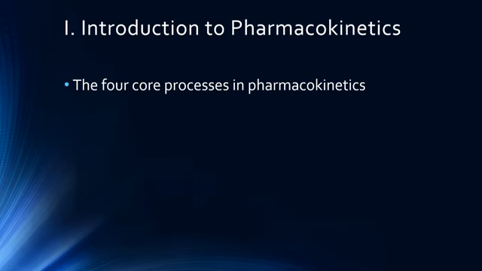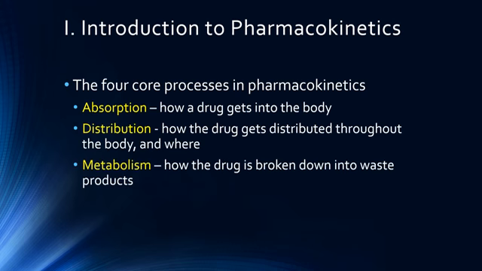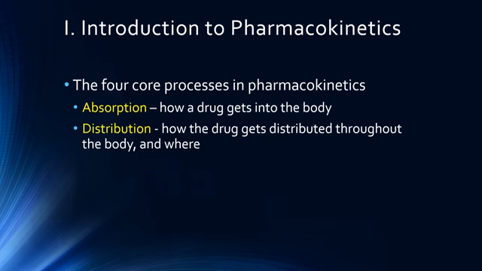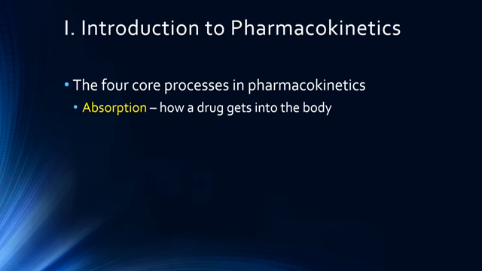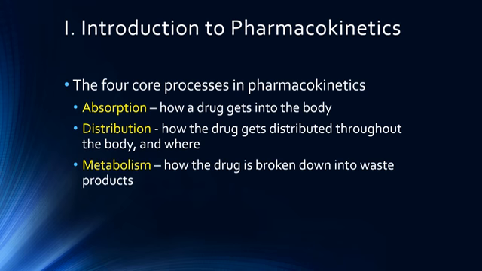So there are four core processes in pharmacokinetics: absorption, distribution, metabolism, and elimination. So we'll start with absorption. This is just how a drug gets into the body. However it gets in, we'll talk about the variety of ways that happens. Distribution is how the drug gets distributed throughout the body and where. This is really important for psychopharmacology because not every drug or substance can cross what's called the blood-brain barrier, and that's going to be very important as we talk about different drugs and ways in which we might be able to prevent people from using them.